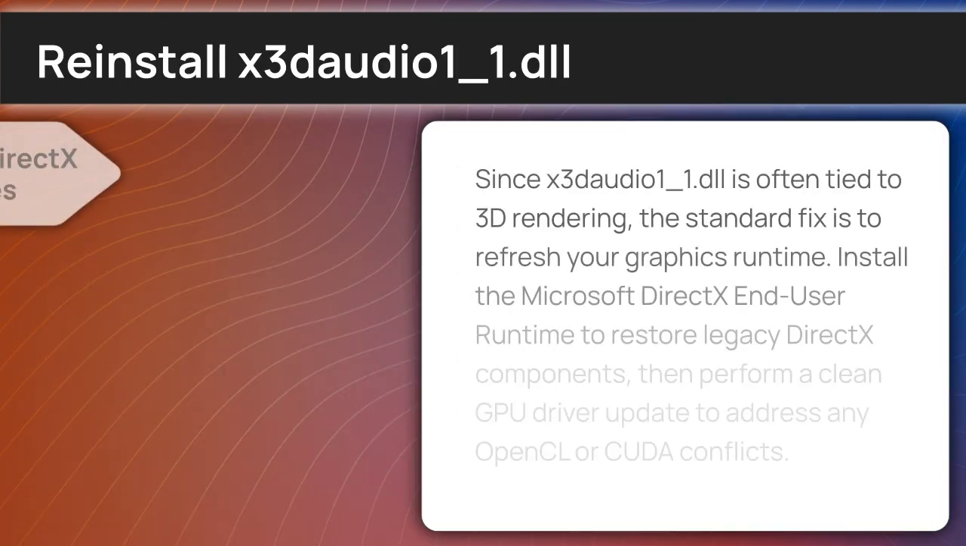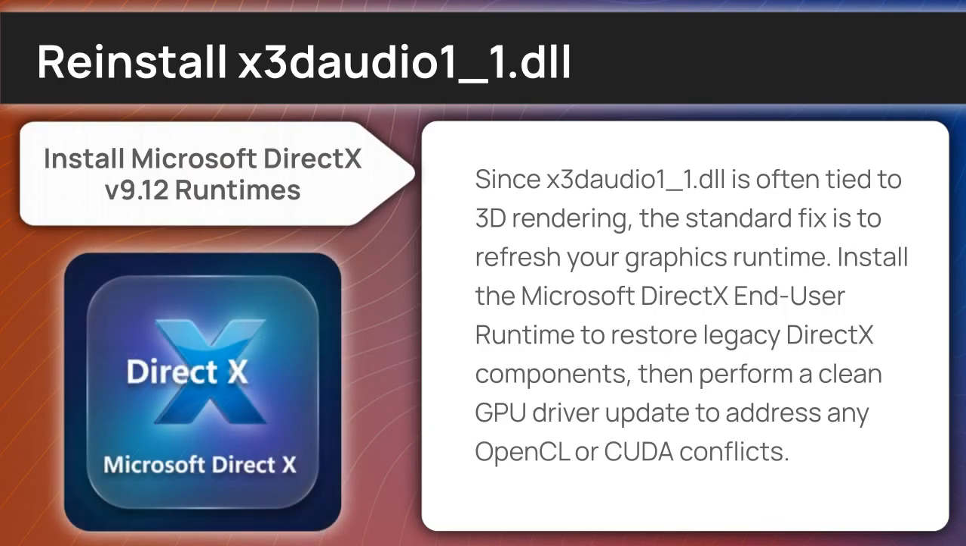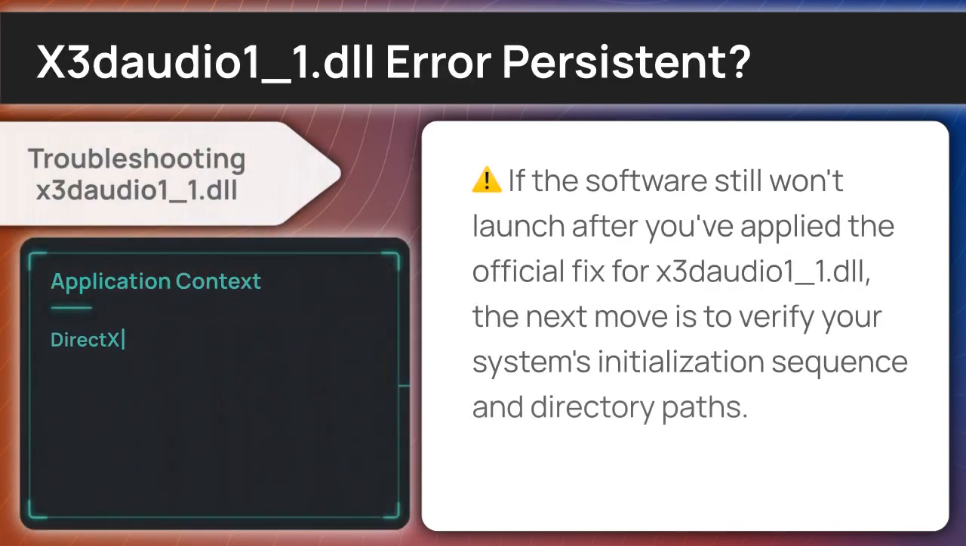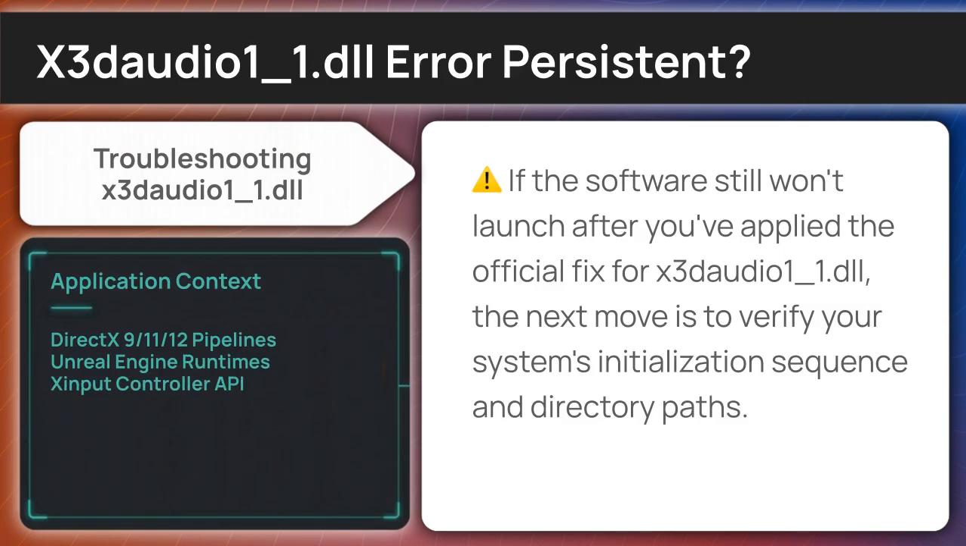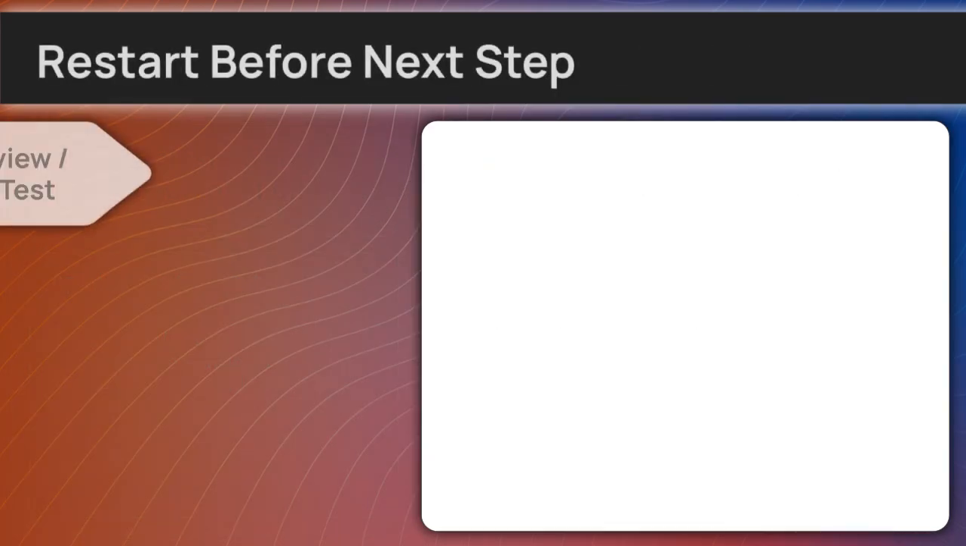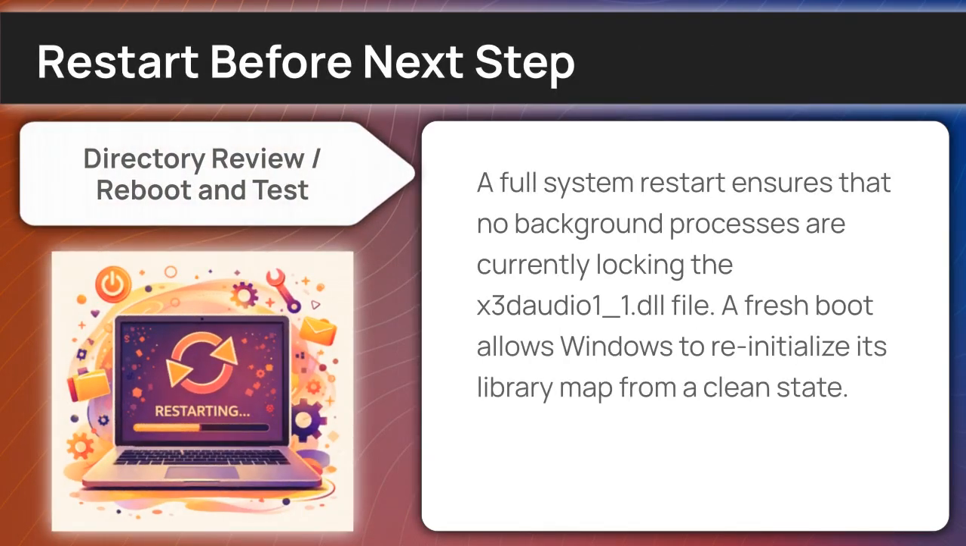The X3D Audio 11 DLL is typically part of a game's graphics stack. Install the latest Microsoft DirectX End-User Runtime using the official web installer to restore legacy D3DX, X-Input, or X-Audio components. Then update your GPU drivers if the file is OpenCL, OpenGL, or CUDA related. In cases where the official installer remains ineffective, we must escalate to a manual review of your system's active runtime state. If your system has been running for an extended period, a reboot might be necessary to resync your background processes and clear any temporary locks on the X3D Audio 11 file.